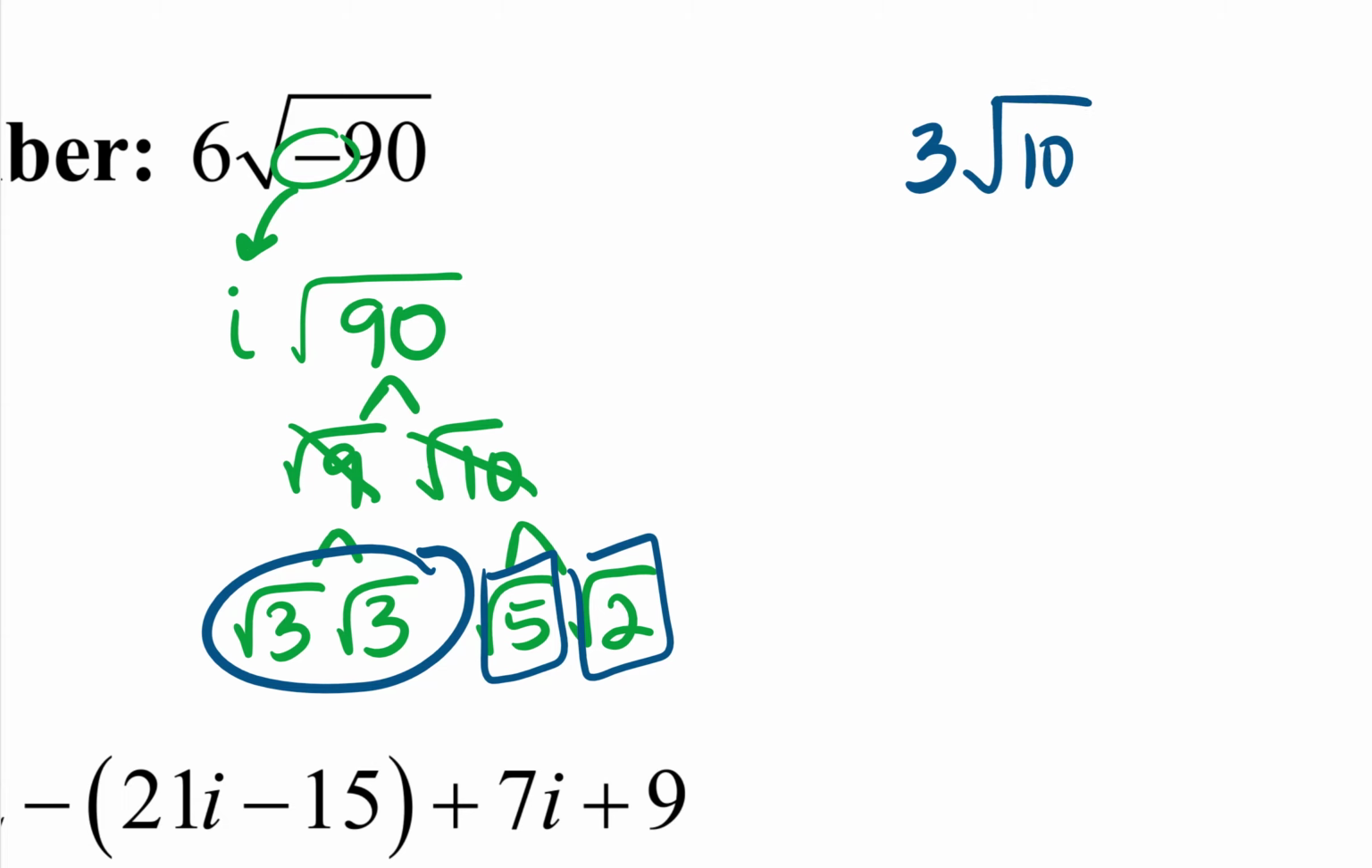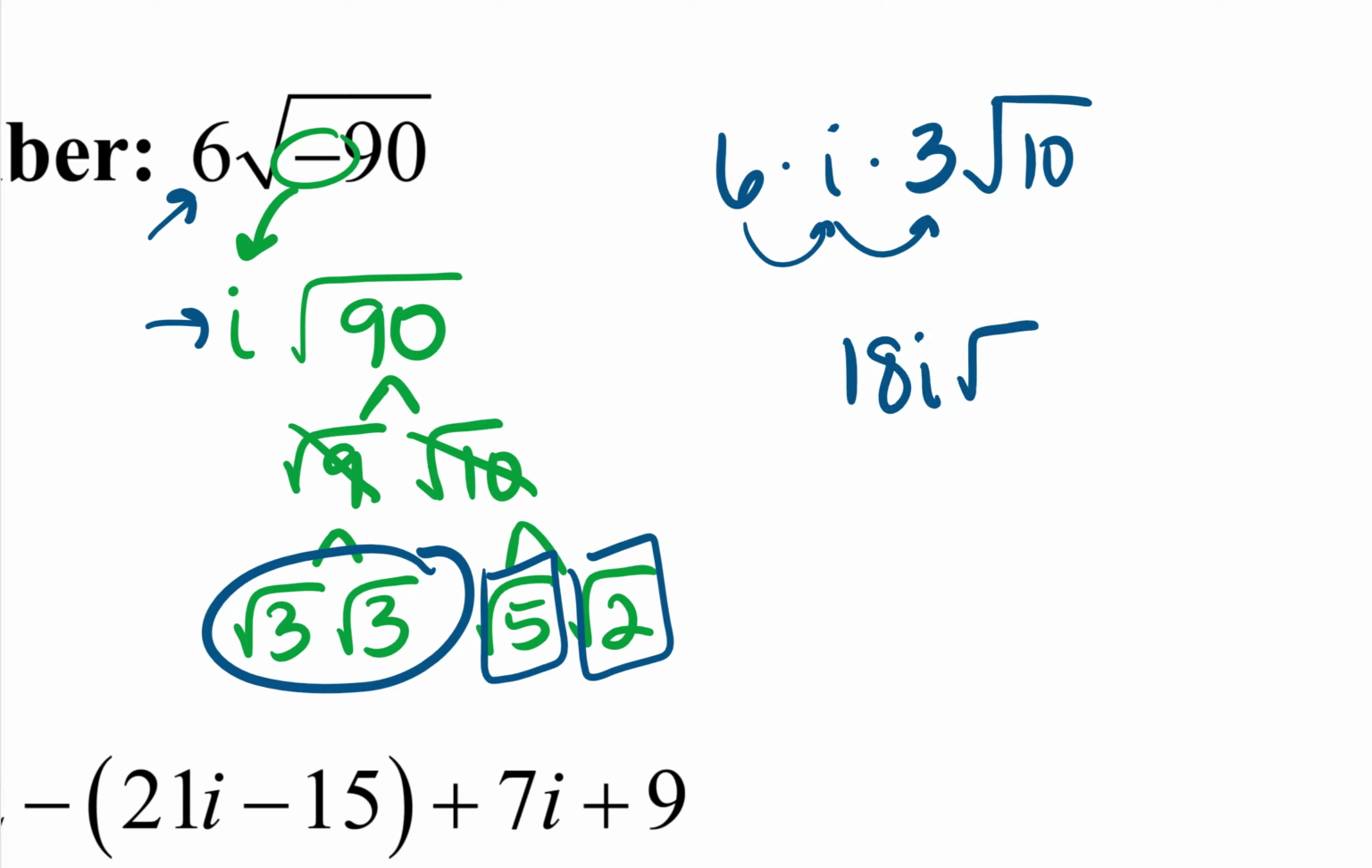Then of course I have this i and this 6. So times i times 6. Because everything outside you multiply, everything inside you multiply. So now I just do 6 times i is 6i times 3 is 18i. So 18i square root of 10. And that is my final answer for that question.